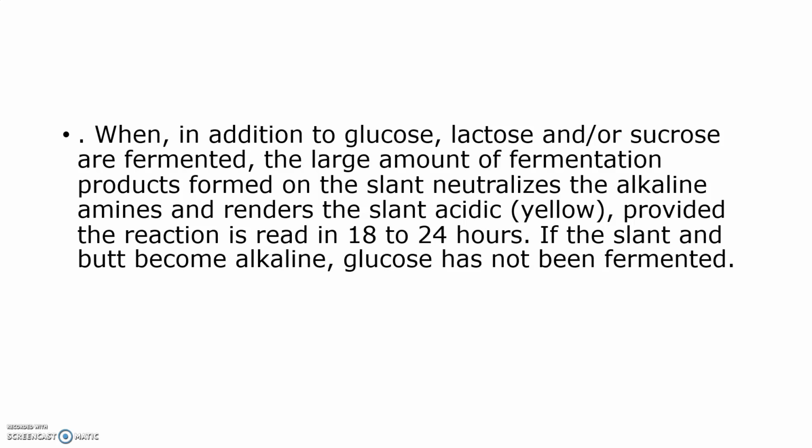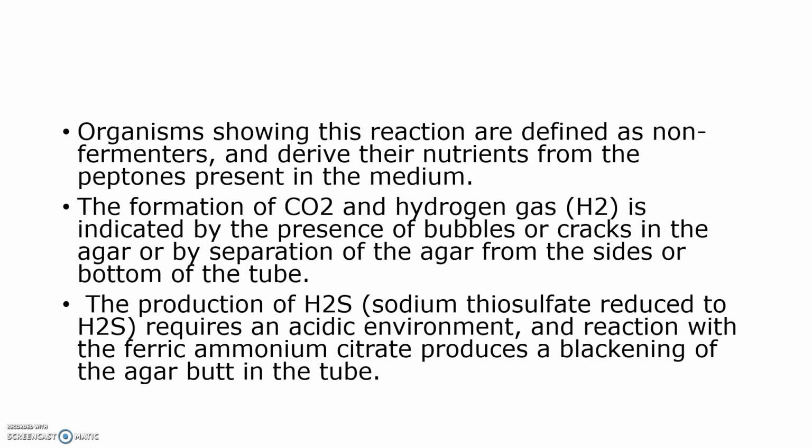If the slant and butt remain alkaline, what happens? The glucose has not been fermented. From that we can indicate that glucose and lactose have not been fermented. That's why both slant and butt appear red in color, that means alkaline. Organisms showing this reaction are defined as non-fermenters. Non-fermenters are those which don't ferment glucose. So the butt and slant remain red, with no color change. They derive their nutrients from the peptones present in the medium.